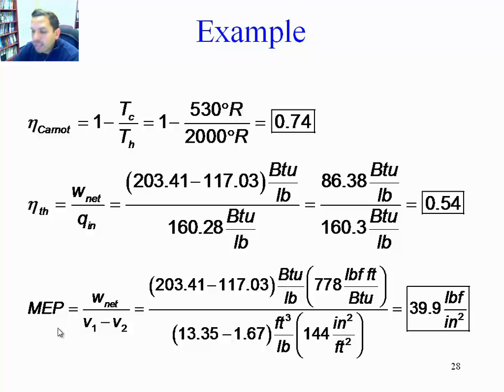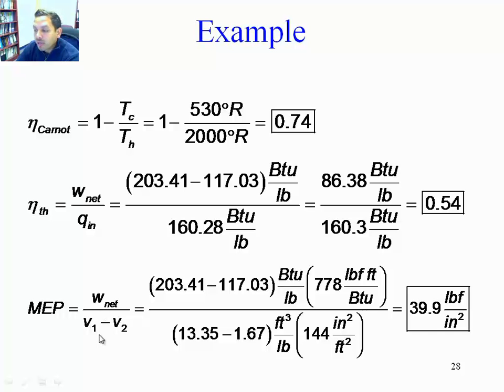Furthermore, we can calculate the mean effective pressure as the average pressure in the system. The only pressure we know, we didn't bother calculating pressure at 2, 3, and 4, although we could have done that by using the equation of state, but the only pressure we know is 14.7, which is the initial pressure. We know that pressure is going to go up from 1 to 2, and from 2 to 3, and then from 3 to 4 it goes down. But the average pressure or mean effective pressure is the net work divided by the change in volume.